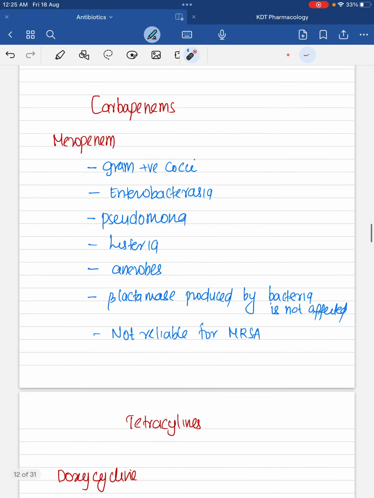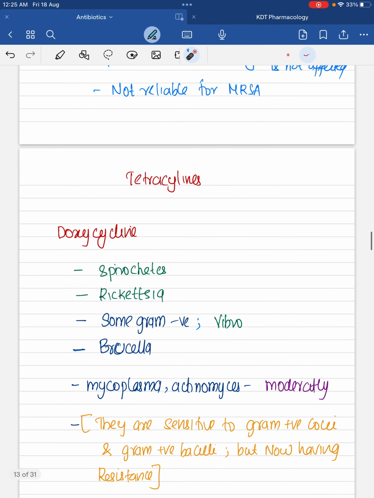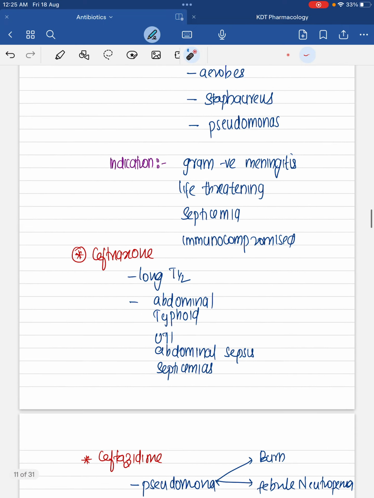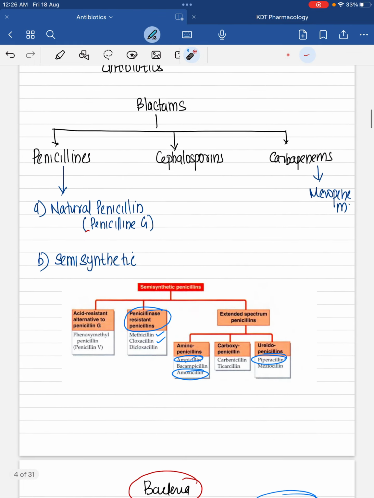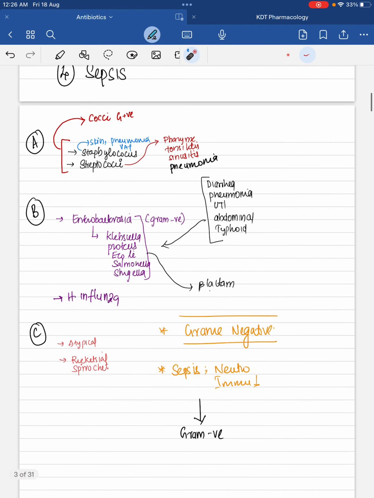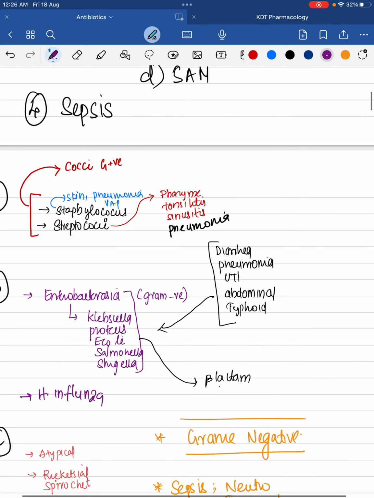So this much clear? Then tetracycline I will be just touching on. The hero is doxycycline. They are active against spirochetes and rickettsia. So now we are coming back to our first slide, that is the bacteriology. We will be discussing each one by one with your previous knowledge.